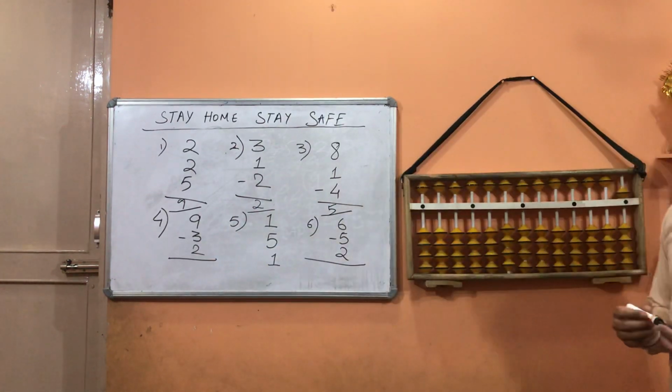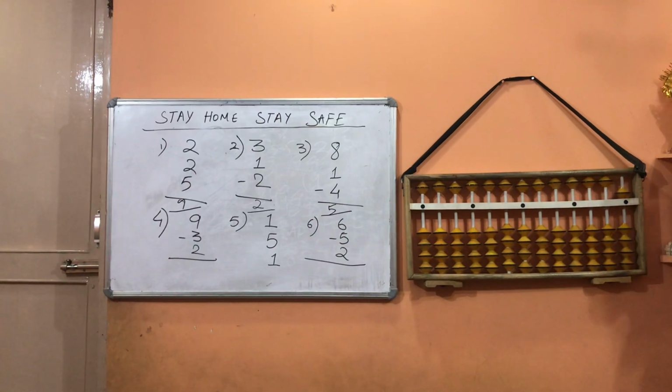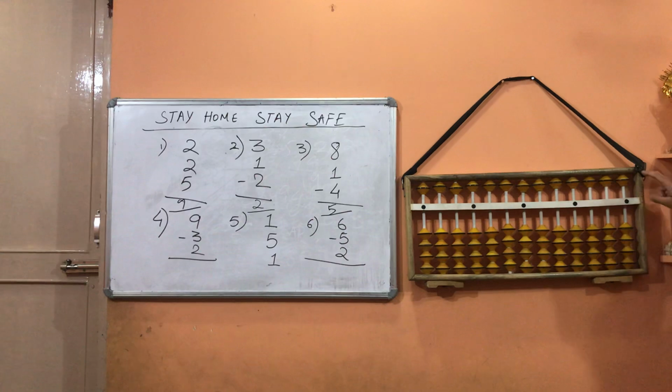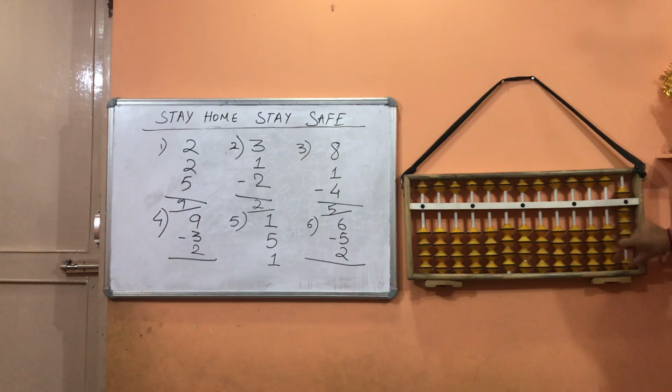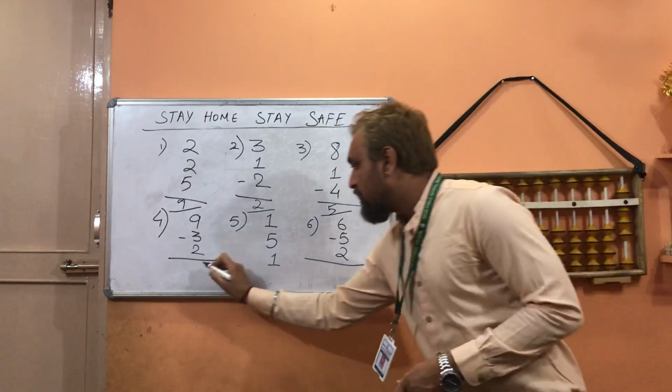Let's do 3 more questions now in our abacus tool, and then we will move on to our finger concept. 9, 5, 6, 7, 8, 9. Minus 3. So we need to remove 3. 1, 2, 3. And we have to bring 2. 1, 2. So now let's count the total. 5, 6, 7, 8. So the answer is 8 here.